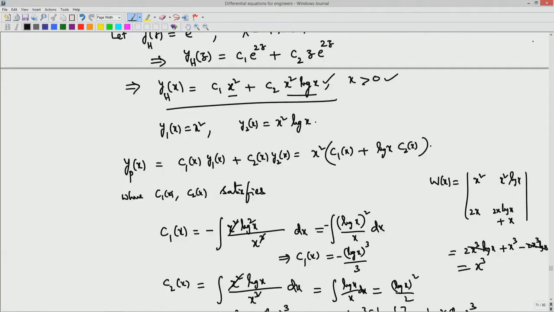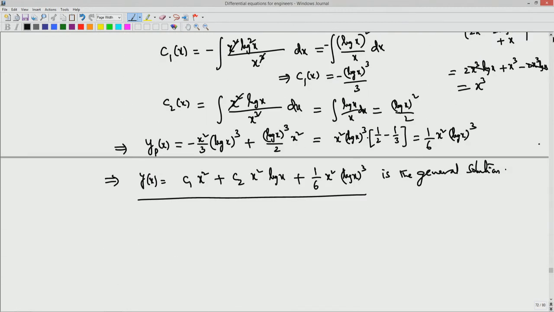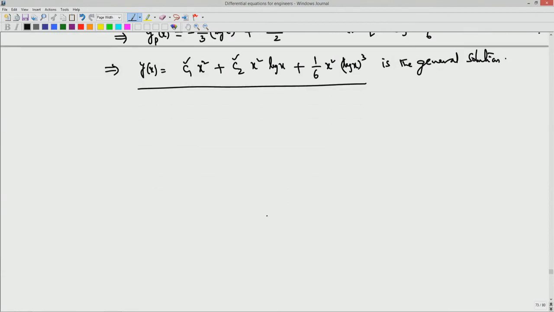When you add it to the general solution of the homogeneous equation, you get a general solution of the given equation, because it has two arbitrary constants C1 and C2, and this is your solution. So, this is the general solution. As I said earlier, you can solve a non-homogeneous linear second order ODE. If you can find y1 and y2, you can always find a particular solution by the method of variation of parameters.